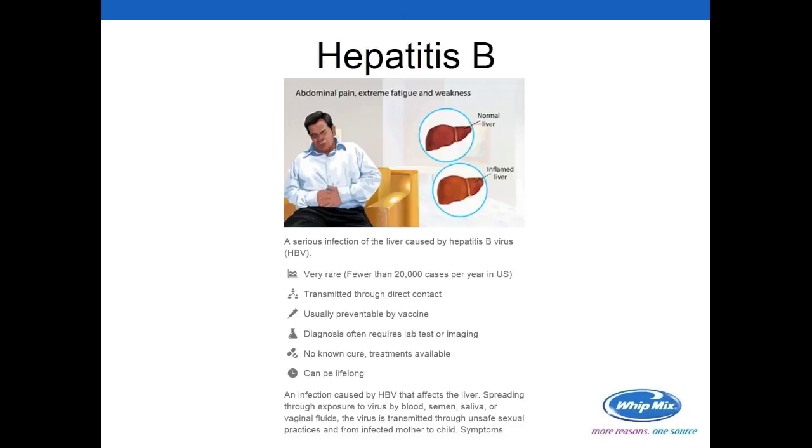There is no known cure. There are treatments. You can wind up with Hep B and it stays there your entire life. So we want to make sure you don't get it in the first place. How is it spread? Exposure to the virus by blood. So it's bloodborne, semen, saliva, vaginal fluids. The virus is transmitted through unsafe sexual practices. It can be transmitted from an infected mother to a child in utero.